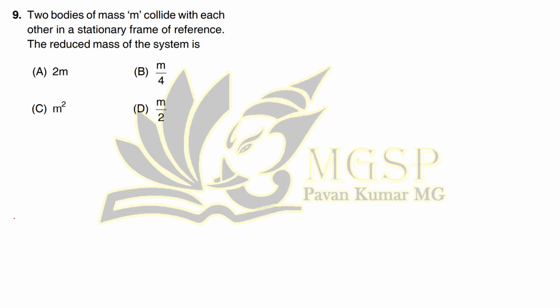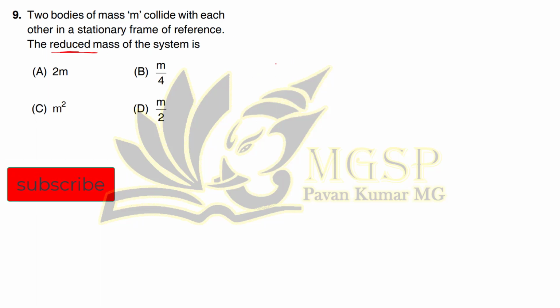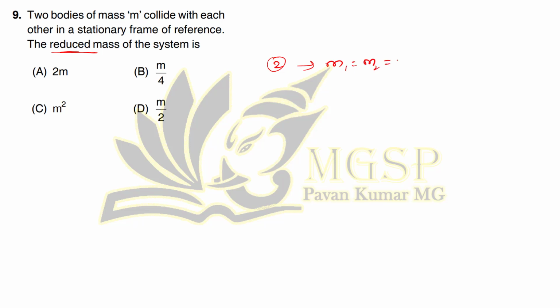Two bodies of mass m collide with each other in a stationary frame of reference. The reduced mass of the system is? So we need to find the reduced mass. This is very easy to find. They are given two bodies. What do they have? The mass m, which means they have equal mass. M1 is equal to M2, that is equal to M, and they collide with each other in a stationary frame. So you have to keep in mind that it is a stationary frame.